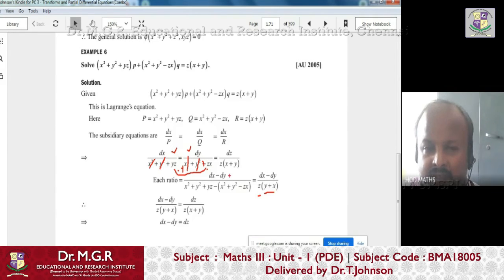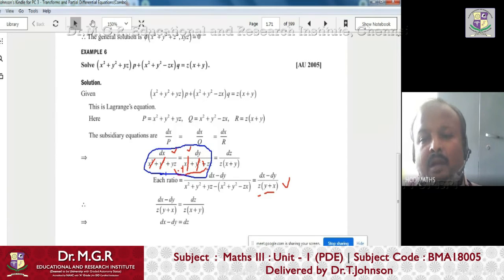Remember, you are getting this only by taking the first two terms. You are not at all touching the third term. But obviously, you can see that the denominator you get after subtracting the first two equations is the same for the third one. Here also z into x plus y is there, and there also z into x plus y is there. So now you can equate these two things directly.